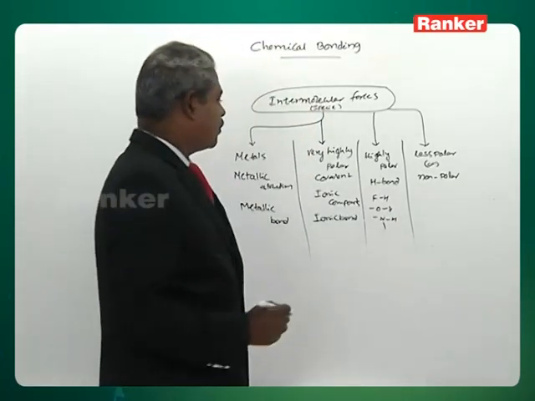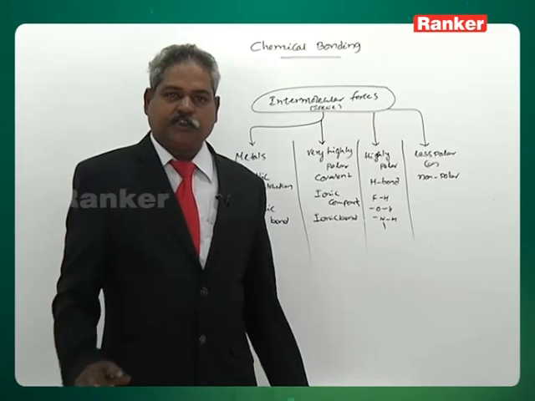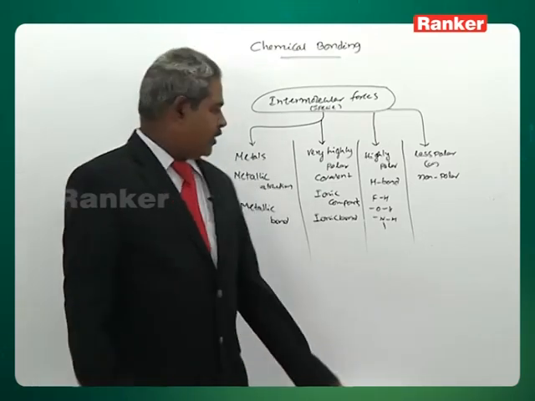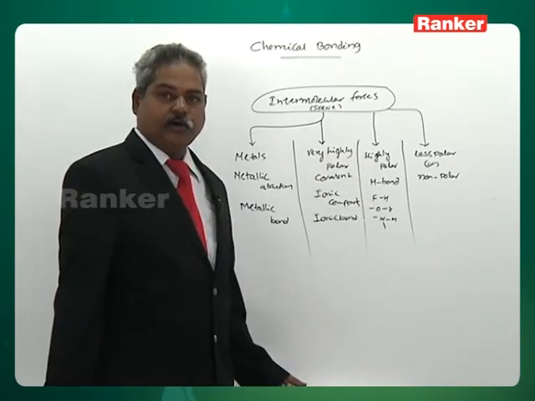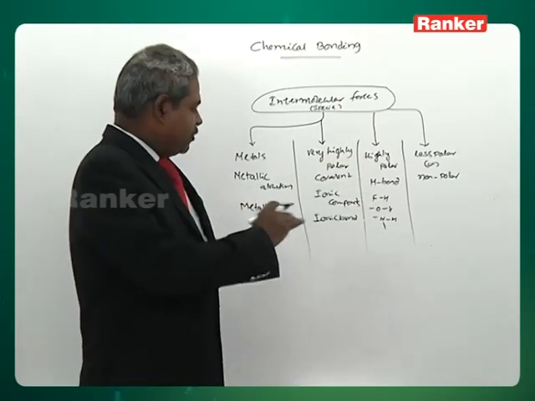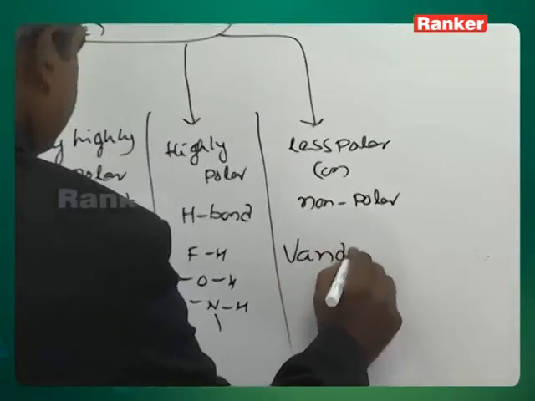In less polar and non-polar molecules, there can be several types of attractions. All other than ionic bond, other than metallic bond, other than hydrogen bond, other than these three bonds, all other attractions are called van der Waals attractions.